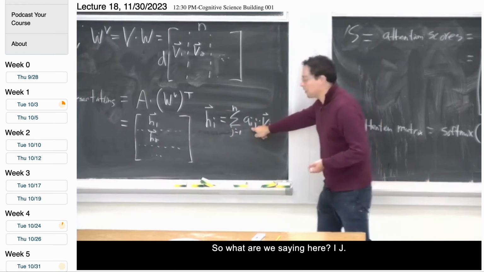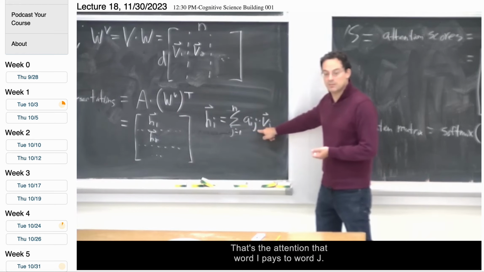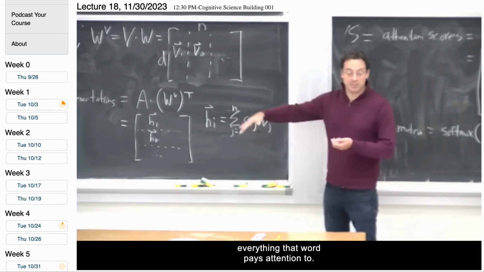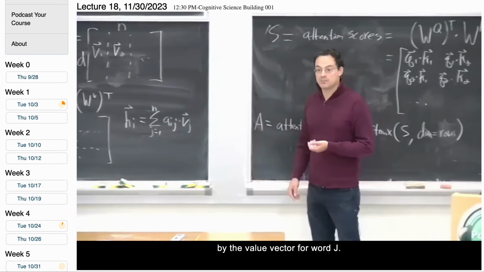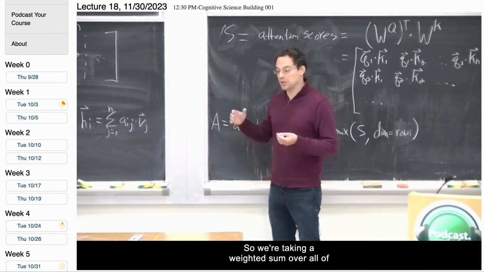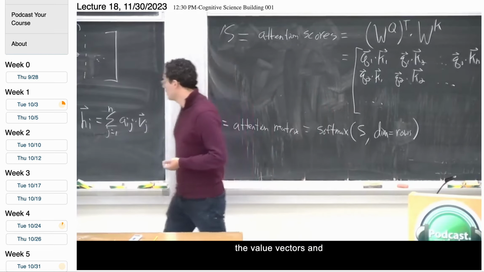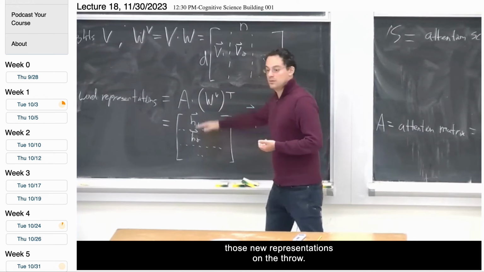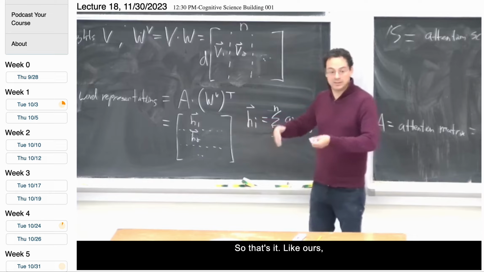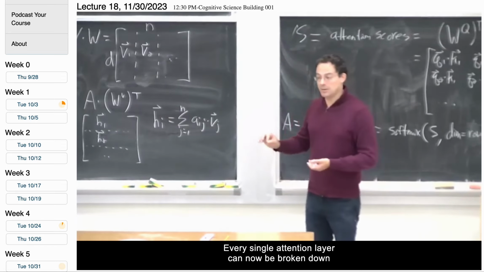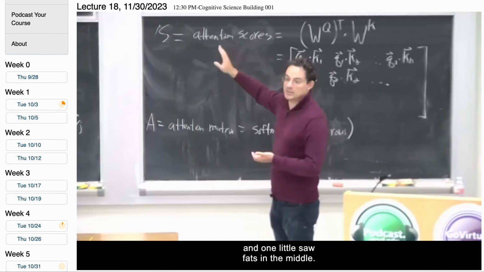So what are we saying here? a_ij is the attention that word i pays to word j. So we're summing over the j's. Everything that word i pays attention to, we're summing over that, and we're multiplying by the value vector for word j. So we're taking a weighted sum over all of the value vectors, and we're putting each of those new representations on the ith row. So that's it. We're done with attention. Every single attention layer can now be broken down into just a bunch of matrix multiplications and one little softmax in the middle.